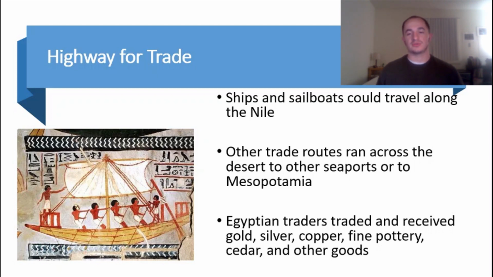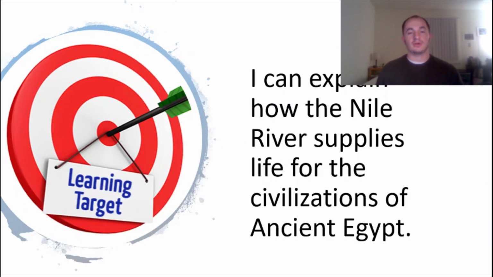So Egyptian traders would trade things like gold, silver, copper, pottery, cedar wood, and other goods like silk, different sorts of foods, or animal hides, or all sorts of things that they could get from people nearby, or things that they couldn't necessarily get in the area. If they went to a Mediterranean seaport, they could trade with people in Greece or Rome and get different types of goods like grapes and wine from Rome and Greece. So that is all for the Nile.